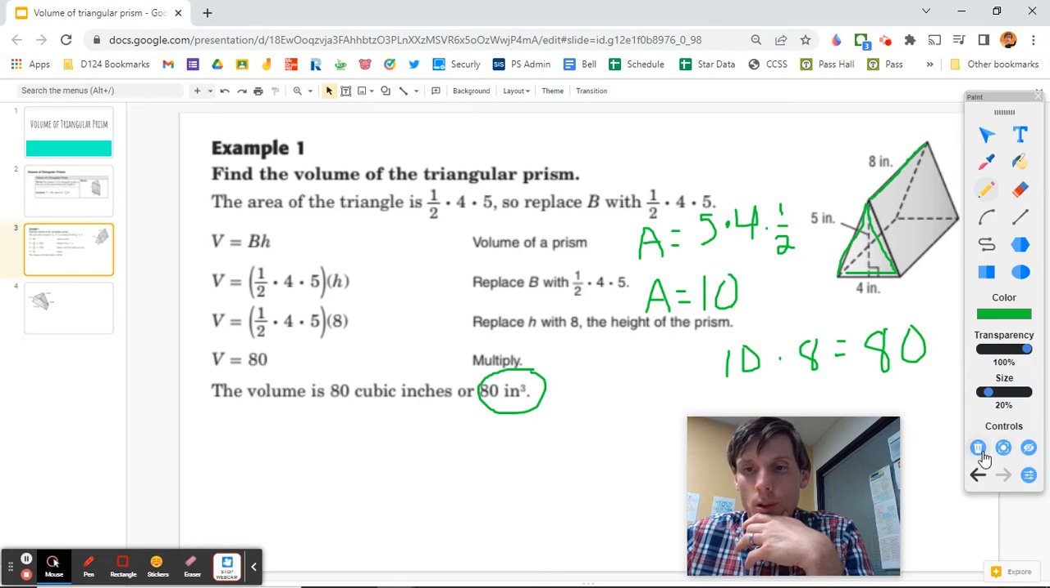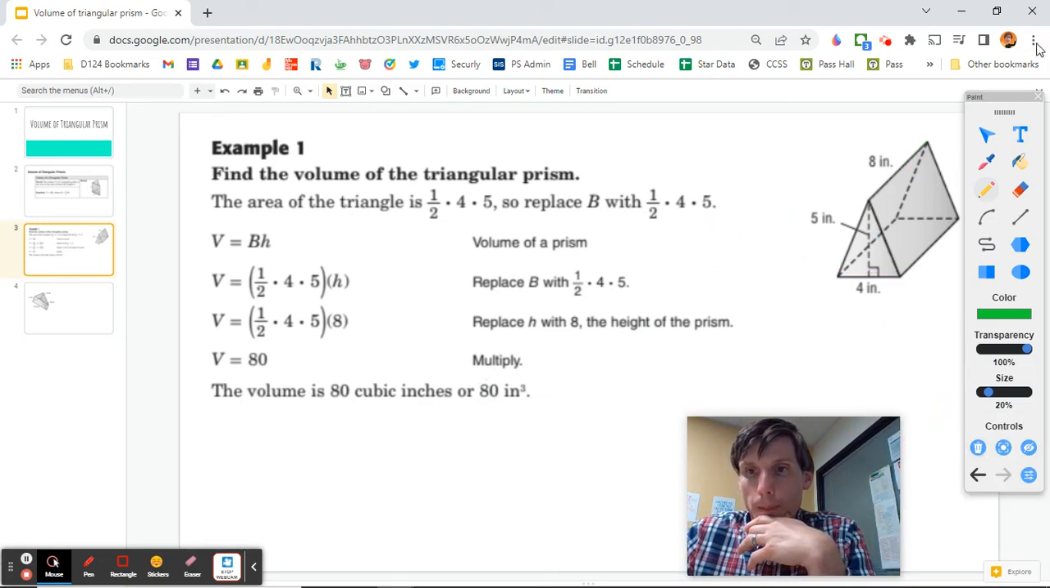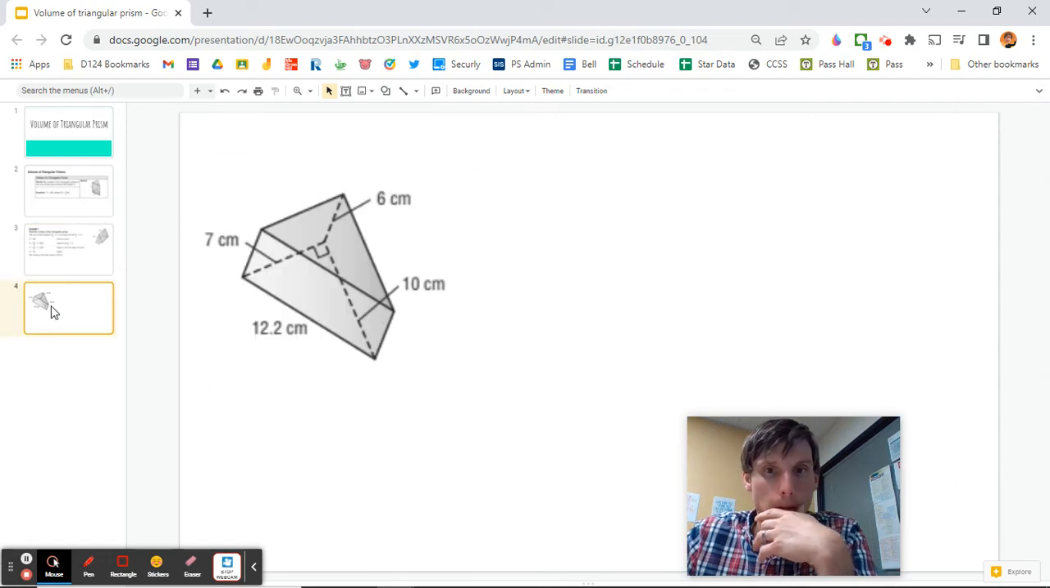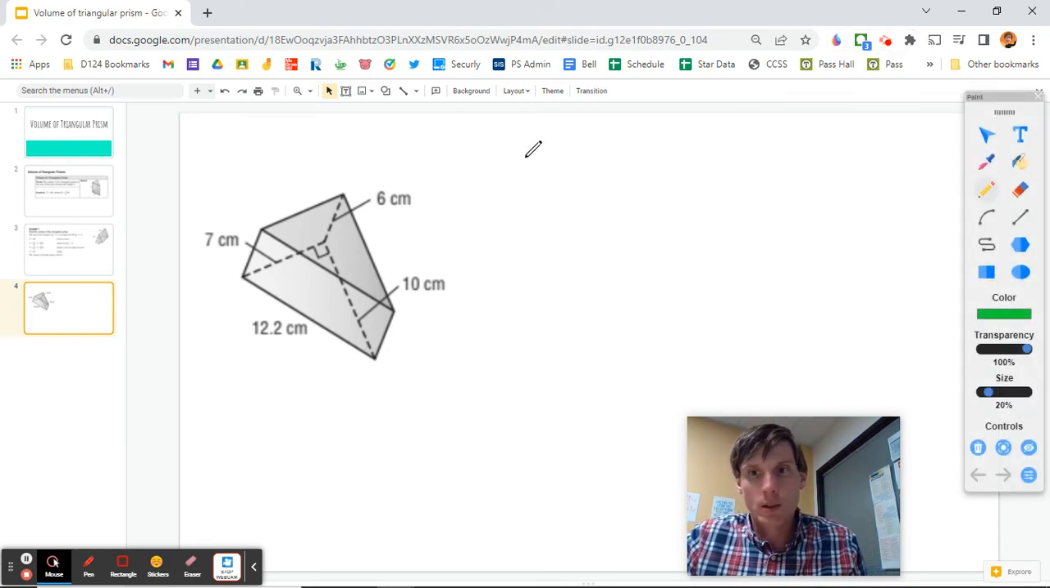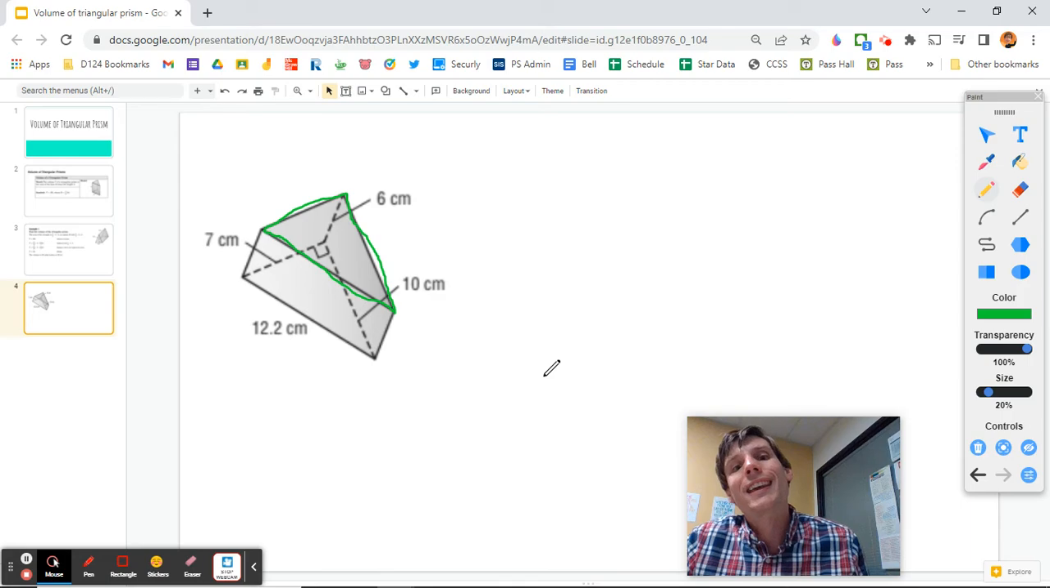All right, let's look at one more. Okay, one more here. We have our triangular prism here. Notice again, let's look at this top one here. I'll outline it for a second. Okay, so we need to find the area of that shape first.